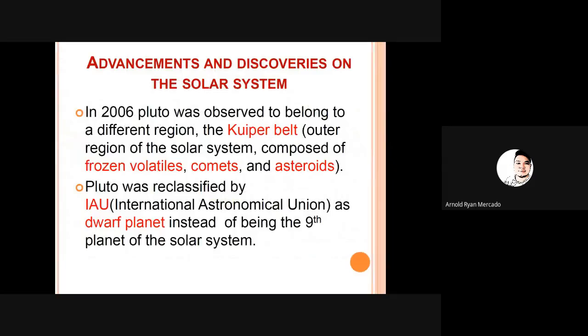Then the advancement and discoveries of the solar system, ito na yung sinabi ko kanina, according to the observations, 2006, Pluto was observed to belong to a different region na tinawag nila as Kuiper Belt or outer region of the solar system. Dito sa region na to, it is composed of frozen volatiles, comets, and asteroids. Therefore, it led to the reclassification of Pluto according to the IAU, International Astronomical Union, as dwarf planet or planetoid nga, instead of being the ninth planet of the solar system. Kasi minsan po, nasa region siya ng solar system. Minsan po, nandun din siya sa region ng Kuiper Belt.